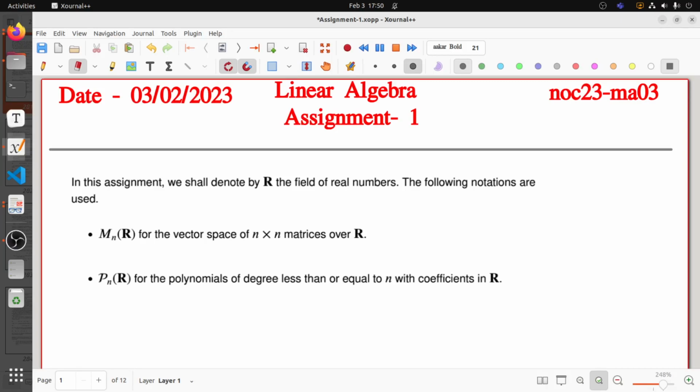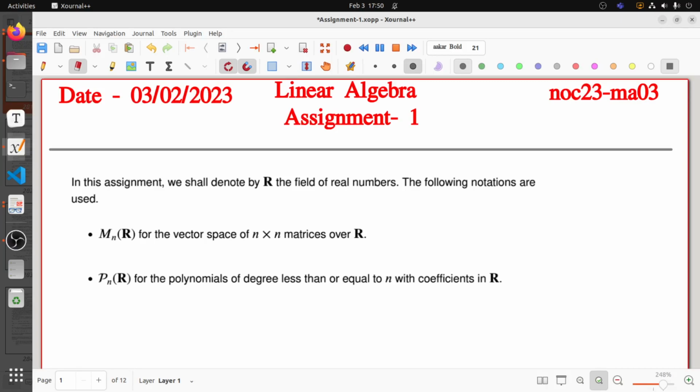So M_n(R) is the set of all n cross n matrices. In the lectures it was proved that this forms a vector space. What are the operations here? We have to define two operations, addition and scalar multiplication. How have we defined the addition? It is coordinate-wise addition, right? So suppose for 2 cross 2 matrices, for M_2(R), how will you define the addition?